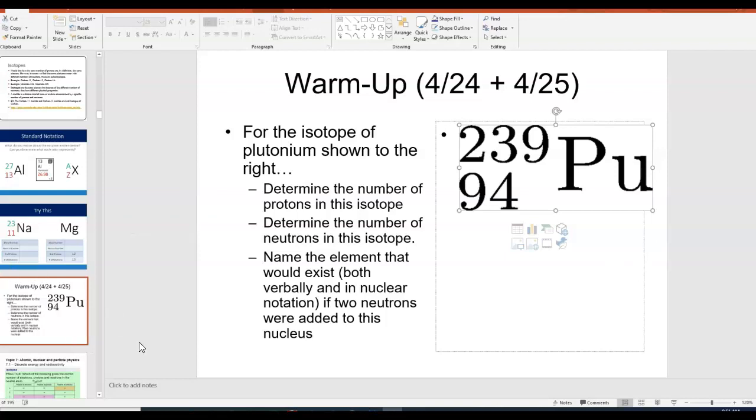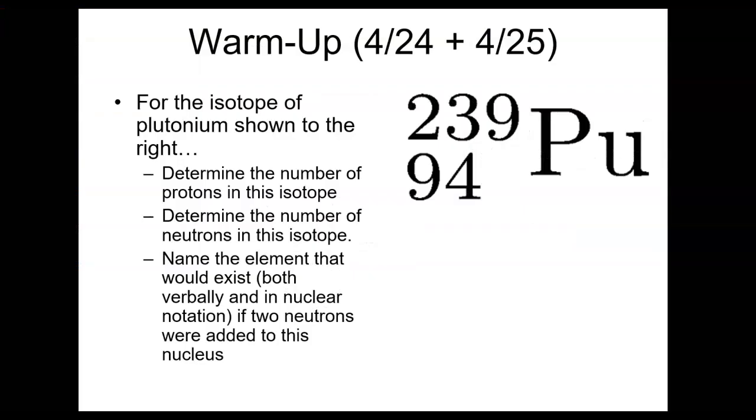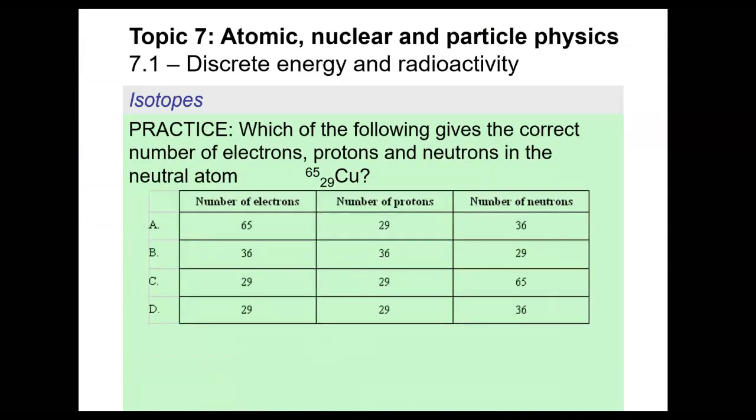Alright, and just to show you one more example, this is actually a past IB question, and I've had people ask me, what might questions look like. This is a really simple multiple choice question. It says, which of the following gives the correct number of electrons, protons, and neutrons in the neutral atom? It's a little offset, I don't know why.